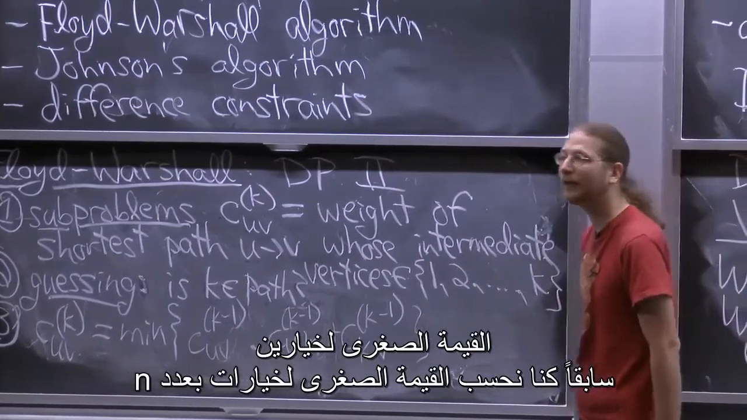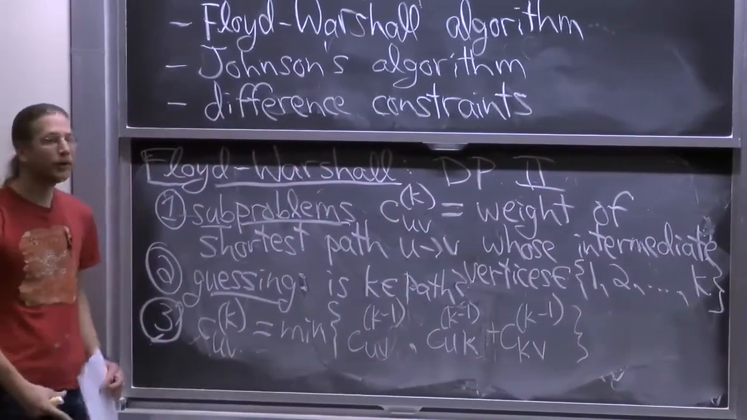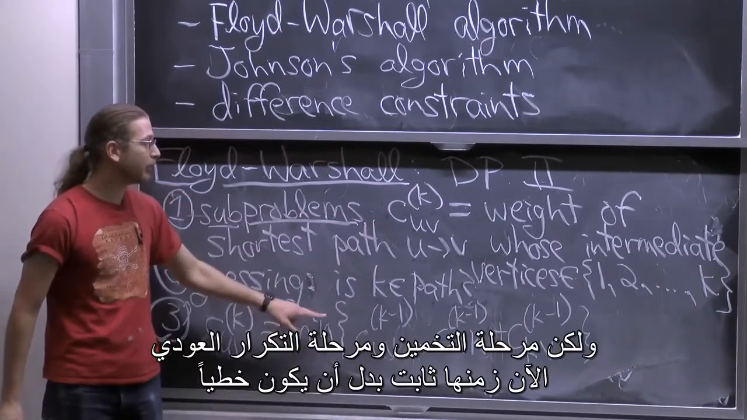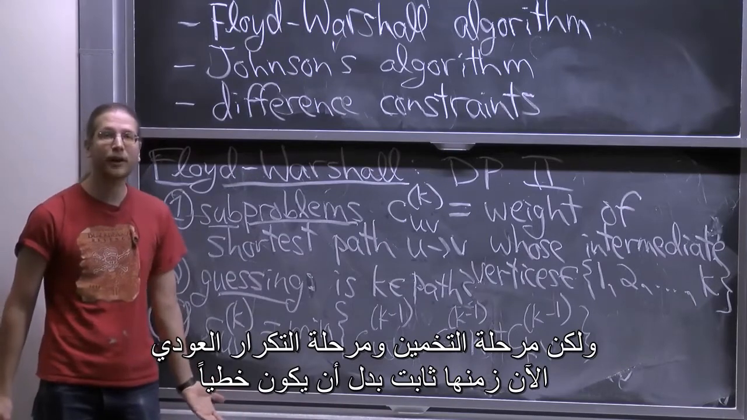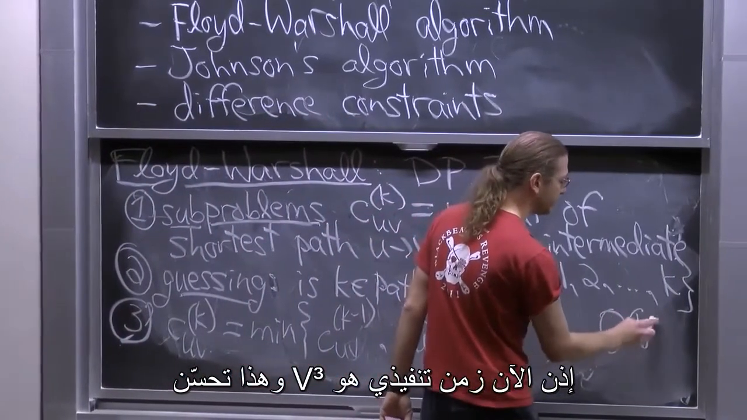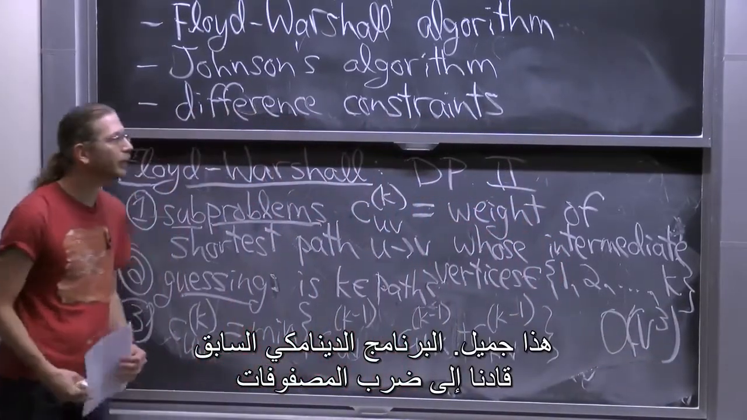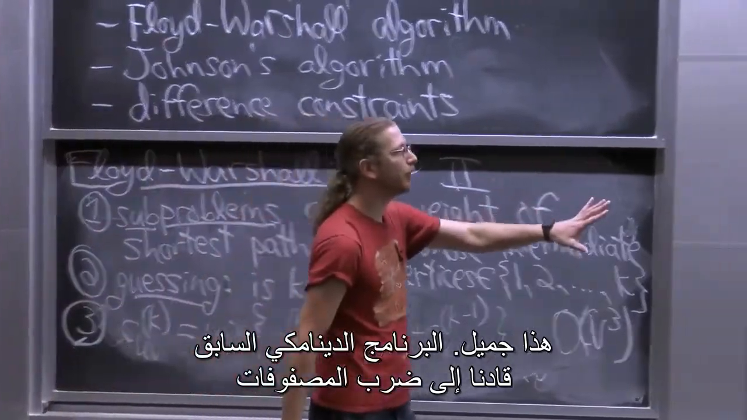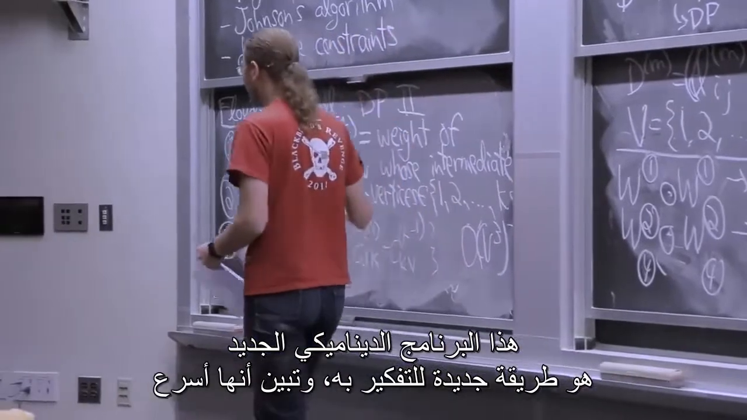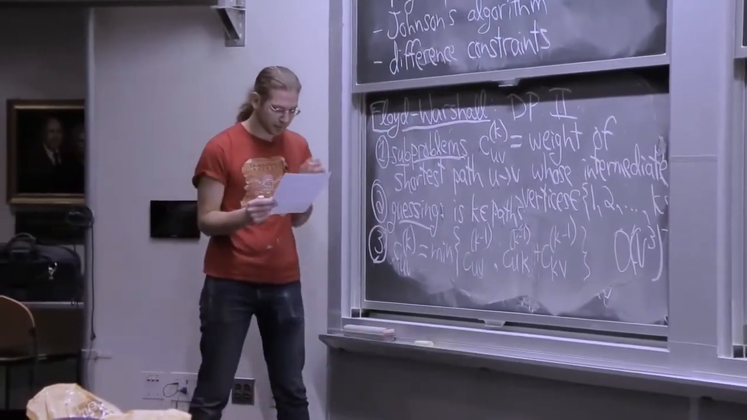Before I was taking the min of n things. Before there were n choices for my guess. Now there are two choices for my guess. Number of subproblems is the same, still V cubed. But the guessing part and the recurrence part is now constant time instead of linear time. So I'm now at V cubed time. Progress. OK, this is pretty cool. The old DP led us to this world of matrix multiplication. That's why I covered it. This new DP is just a different way of thinking about it. It turns out to be faster. Just by a log factor, but a little bit faster.